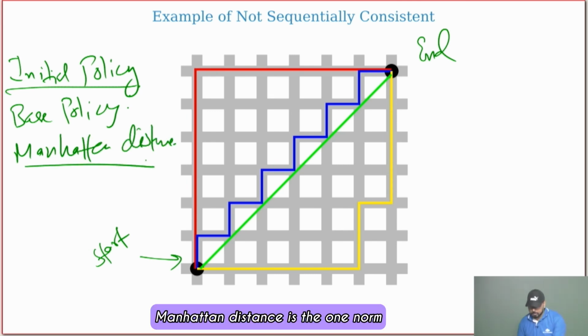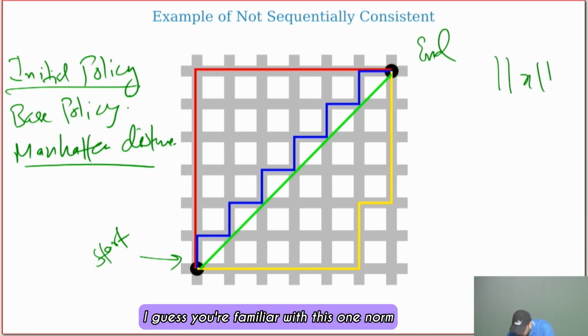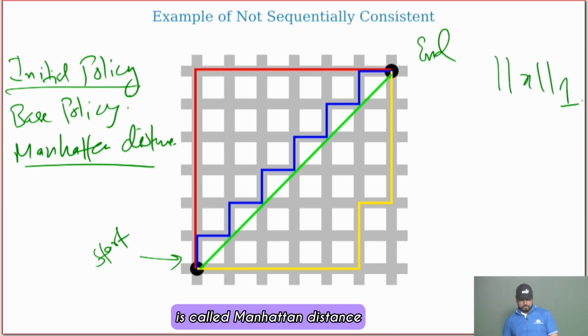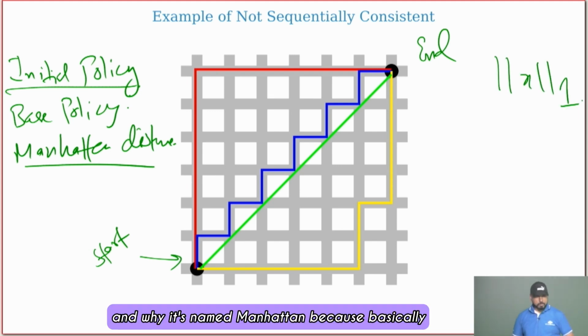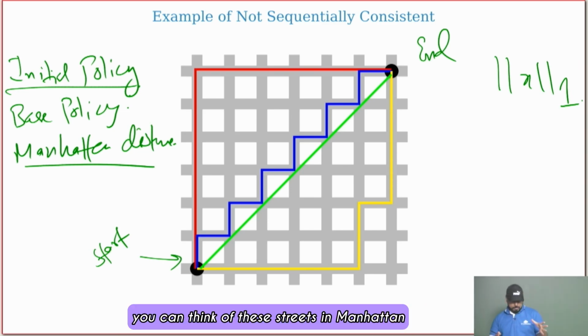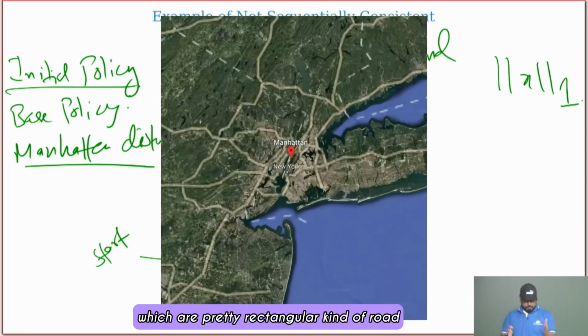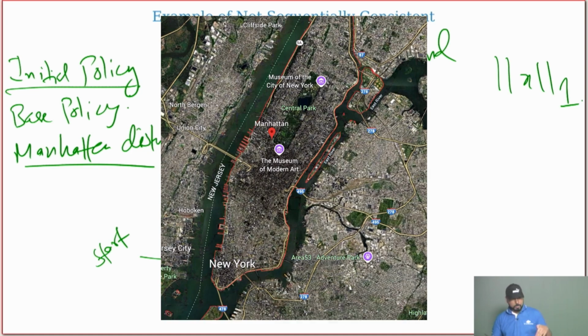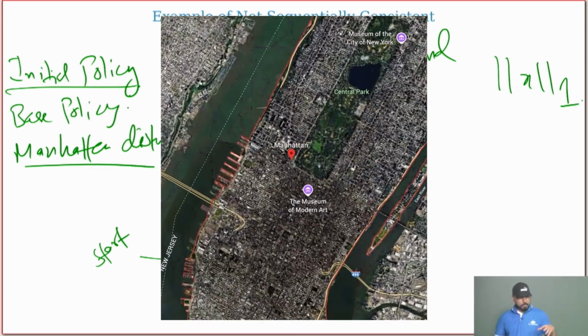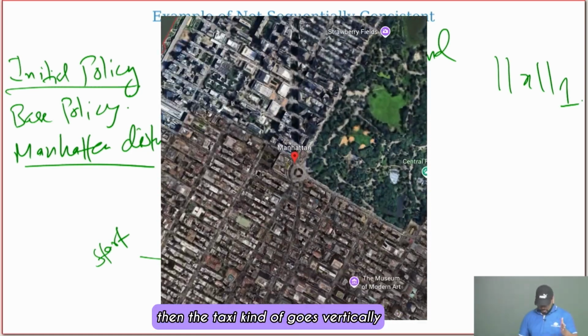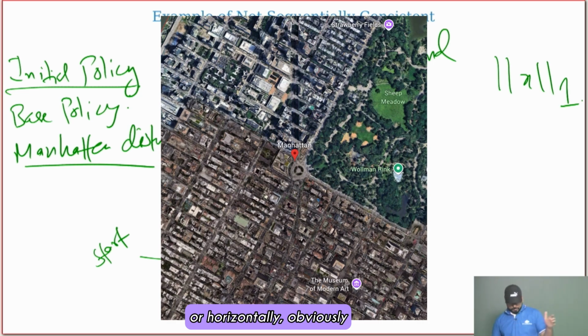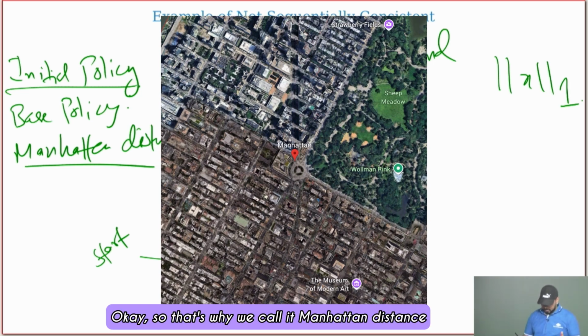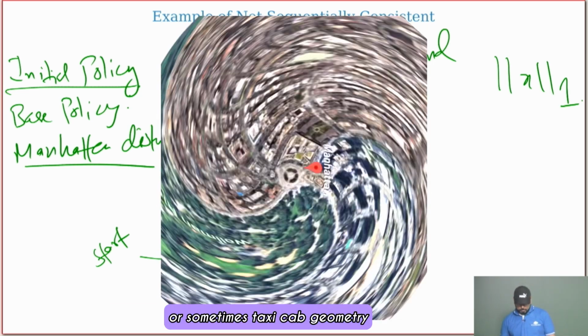Manhattan distance is the one norm. I guess you are familiar with this. The one norm is called Manhattan distance, and it's named Manhattan because you can think of these as the streets in Manhattan, which are a pretty rectangular kind of road network. So the taxi goes vertically or horizontally. That's why we call it Manhattan distance, or sometimes taxicab geometry.